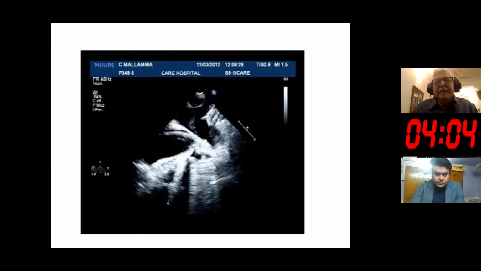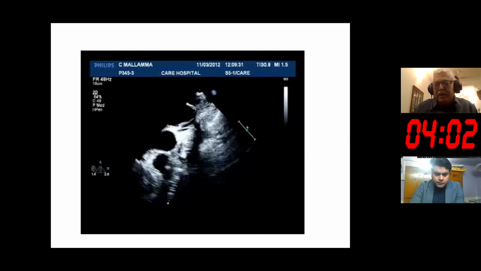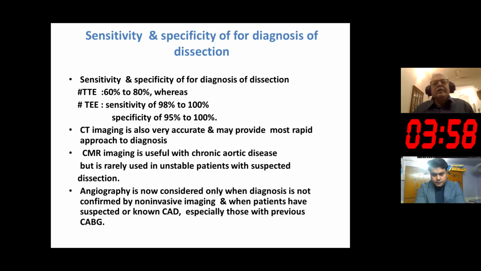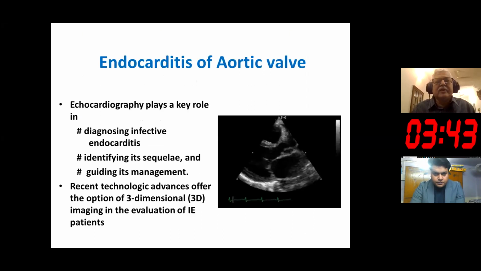This is the same patient where you see the flap up to the ascending aorta. Transthoracic echo has a very low sensitivity and specificity. So whenever you're suspecting aortic dissection, you need to go in for a CT imaging or a transesophageal echo. We have done any number of transesophageal echoes for patients with dissection. There is really not much danger as long as you're careful.